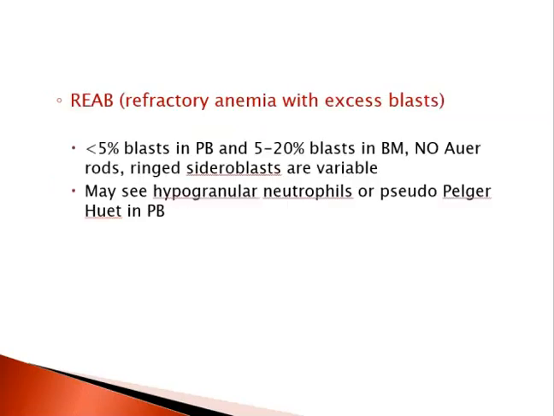The next category is the RAEB, or refractory anemia with excess blast. You have less than 5% blast in peripheral blood and 5 to 20% blast in the bone marrow. No Auer rods are seen. The ring sideroblasts are variable, and you may see hypergranular neutrophils or pseudo-Pelger-Huet cells in the peripheral blood.